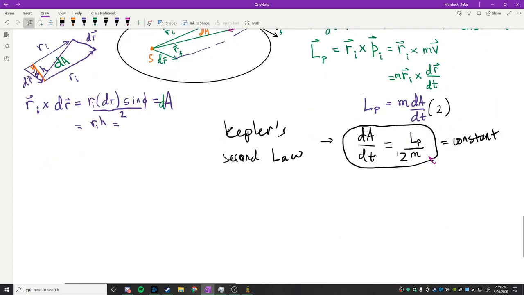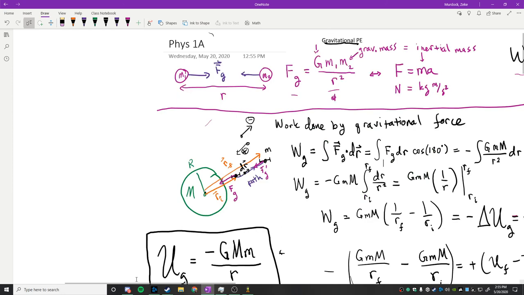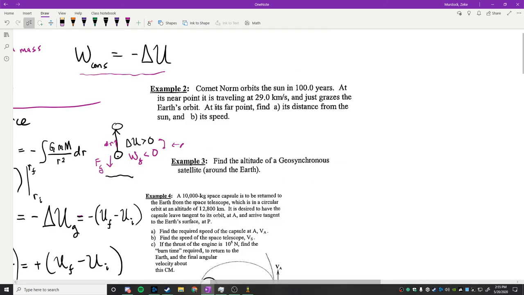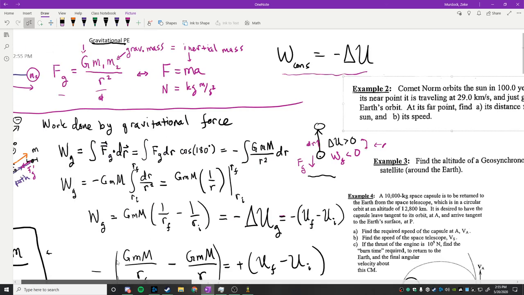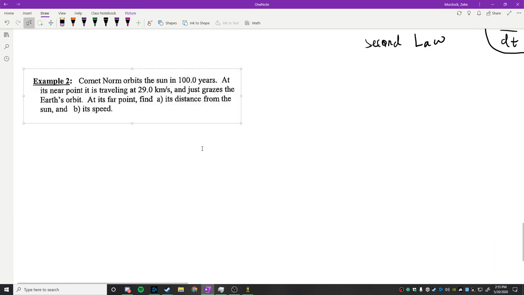Okay, so Kepler's second law, we've proved it there, right? My god, this is taking so long. I want to do at least one problem today. We're going to do this problem right here. Comet Norm orbits the Sun in 100 years. At its near point, it is traveling 29 kilometers per second and just grazes the Earth's orbit. At its far point, find the distance from the Sun and its speed.